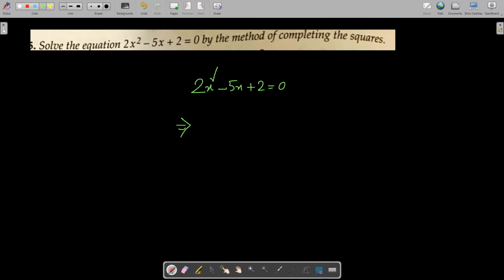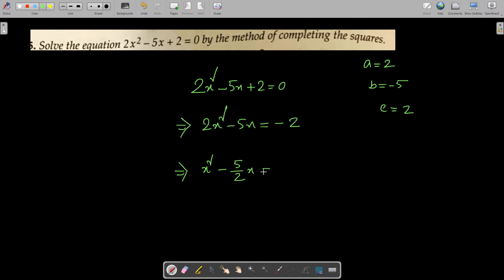First step, what we did, we took the 2 on the other side. It was 2x squared minus 5x, it will be minus 2. Then we divided the whole equation by 2. So in this equation, what's a? a is 2, b is minus 5 and c is 2. So we'll divide by 2. So it will become what? x squared minus 5 by 2x, and this side it will be minus 1, right?